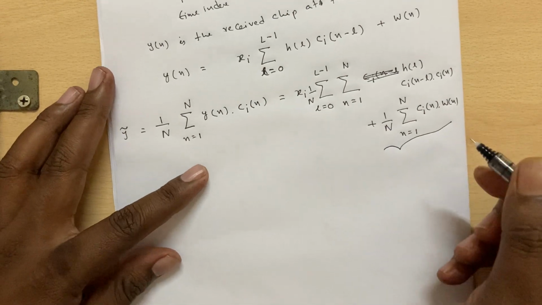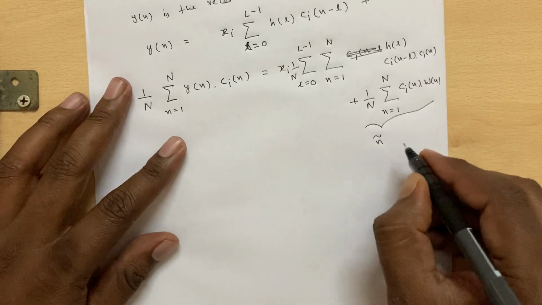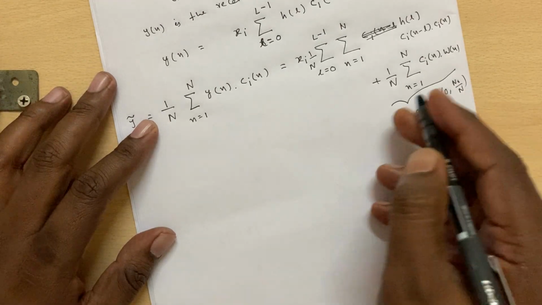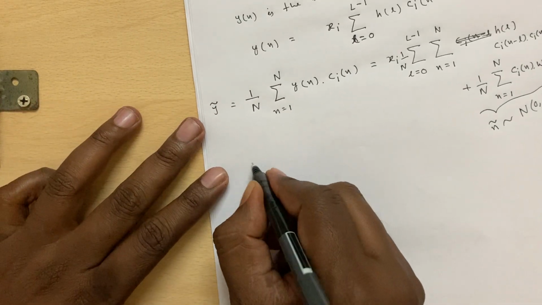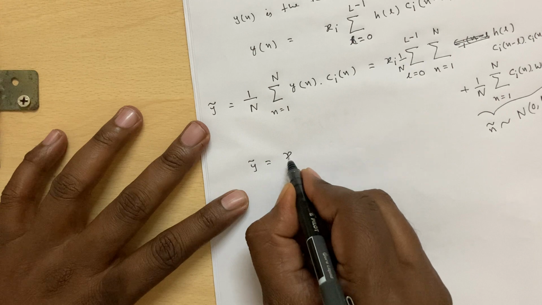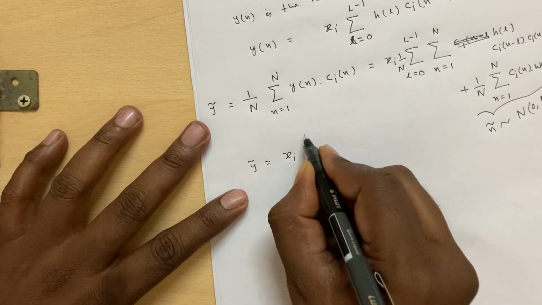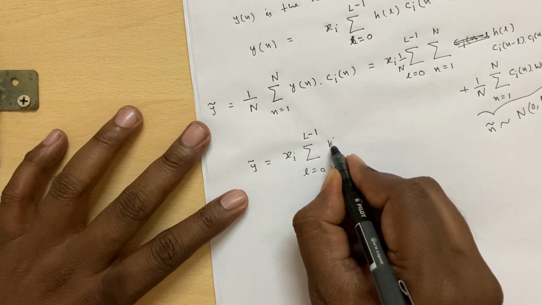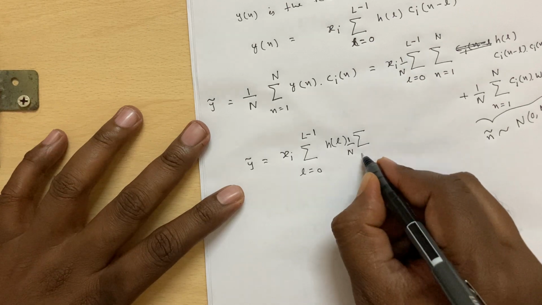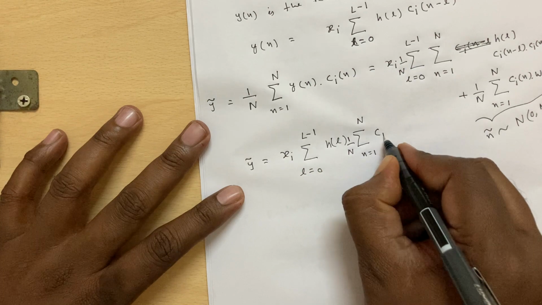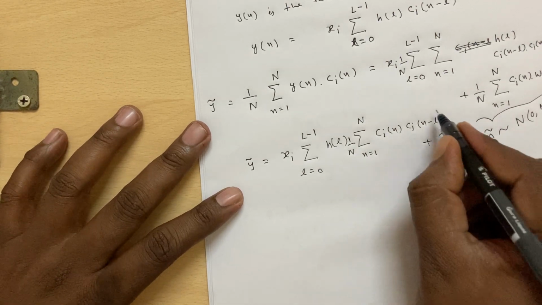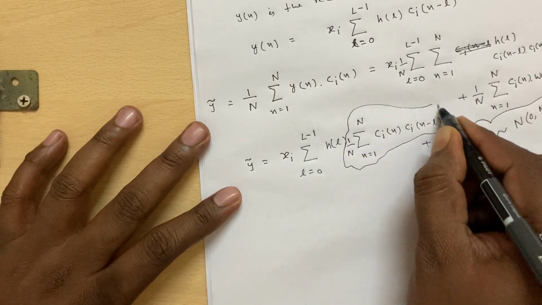This is nothing but our noise sample that we know, that is n tilde, we have discussed this earlier, which is a Gaussian noise of zero mean and variance N naught by N. Now if you see, y tilde, we are discussing a frequency selective channel, so y tilde is equal to xi into the summation l equal to 0 to L minus 1, h of l into 1 by N, n equal to 1 to N, Ci of n into Ci of n minus l, plus n tilde.